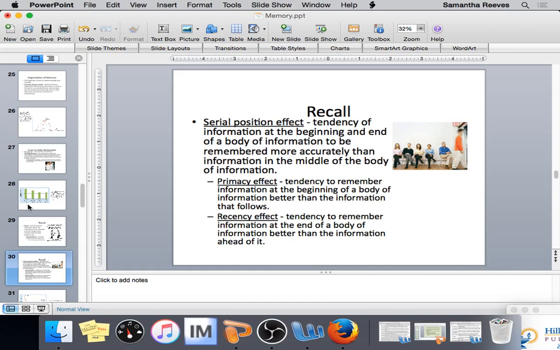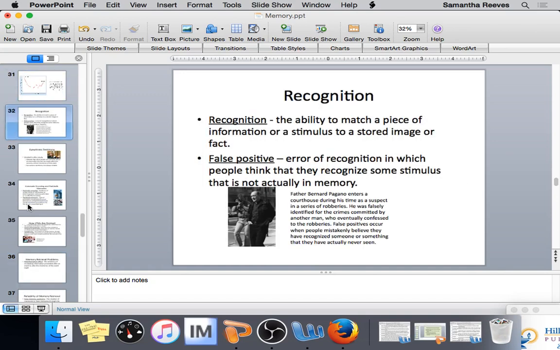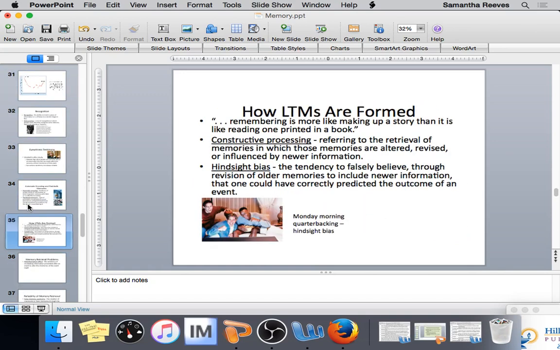On your whiteboard, what is it called when my mom gives me the list and I can remember the beginning and the end, but I don't remember a thing in the middle, except if it was ice cream, I'd remember the ice cream. Yeah, I would. What is it, Jenny? Serial position effect. Here we go. All right, we got a lot to do.